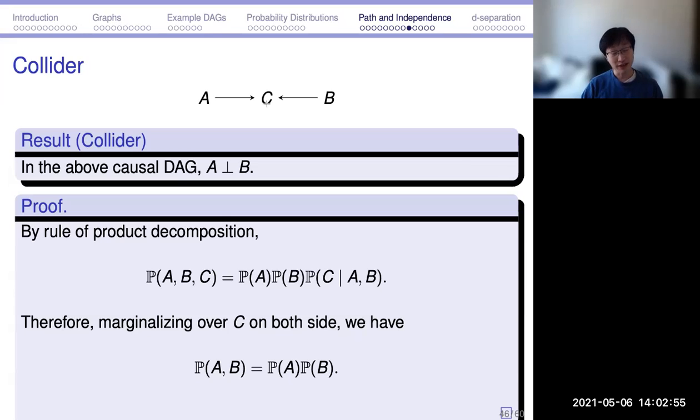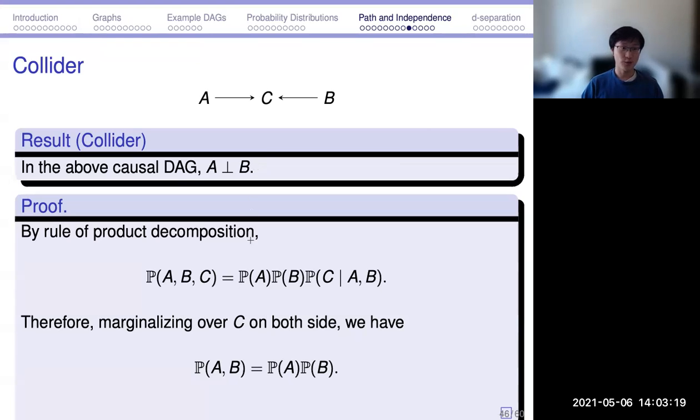In particular, for this type of structure, we have this independence result. In the above, we have A independent of B. It's not a conditional independence, but it's a marginal independence. So let's see how do we prove that. Then we'll go through some examples and discussions.